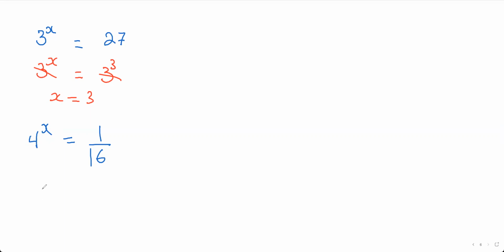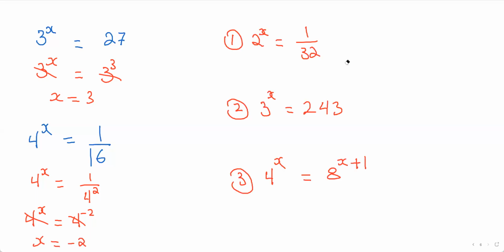How about here? This will be a little bit longer. This is 4 to the power of x equals 1 over 4 squared, because 16 is 4 squared. Now, can we cancel the bases? No, we can't, because this is 1 over 4 squared. It's not 4 squared. However, what we could do is say, okay, this is 4 to the power of x equals 4 to the power of -2. We could bring this 4 to the top and make the exponent negative. Now the bases are the same. I could cancel them, and x equals -2.